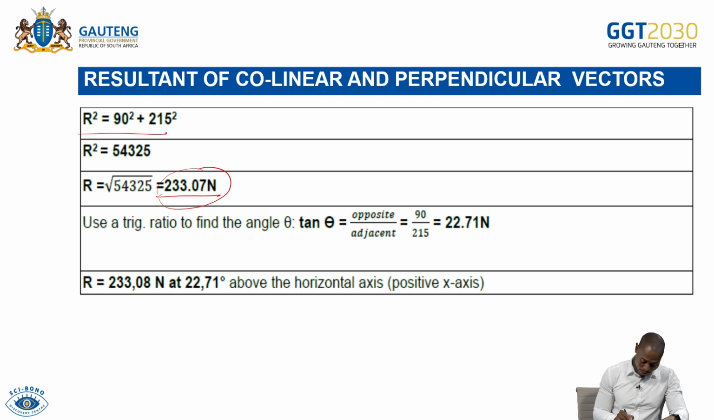But you can see where they started. Okay? It's Rx squared plus Ry squared, which is the resultant squared. Okay, so the answer there is 233.07 what? Newtons. So when you use the theorem of Pythagoras, the only thing that you'll get for that resultant is only the magnitude. Then the direction, you have to use the trigonometric ratios, or the trig ratios.